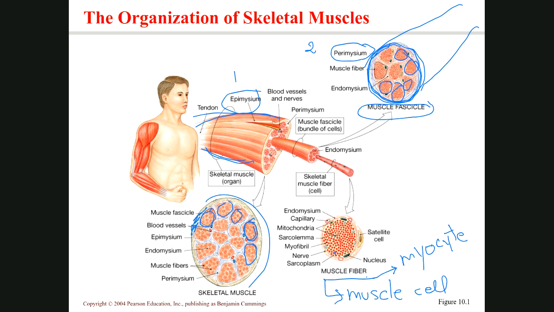Then when you take out one of these muscle cells and you look at it individually, right here, the muscle cell has a connective tissue surrounding it, which will be outside of the cell membrane. And that connective tissue membrane is called the endomysium. So that's number 3, the endomysium. So epimysium, perimysium, and endomysium. Okay, so then we're going to go further than this here in just a second.